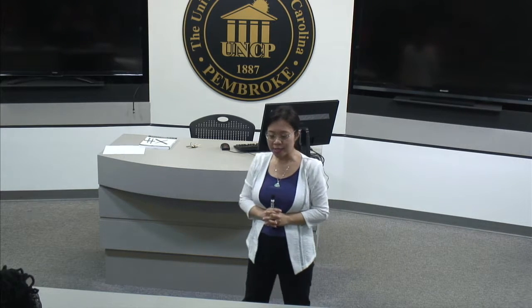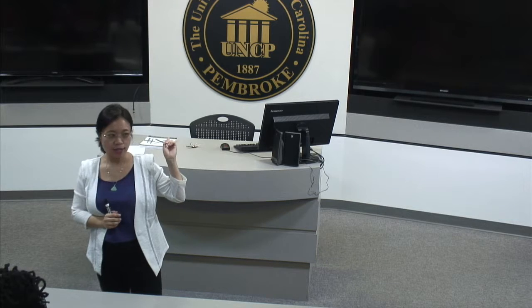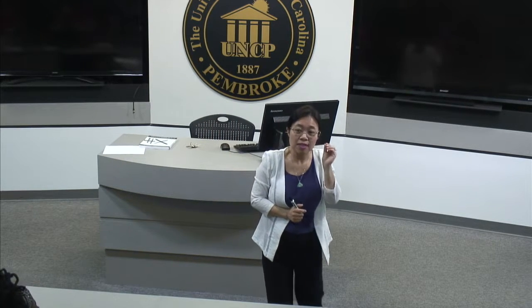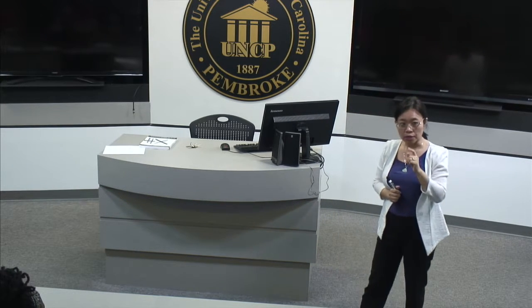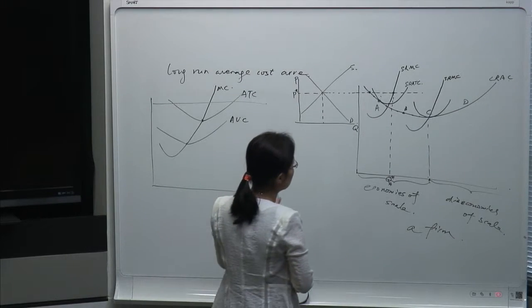So at scale A, they're already maximizing their profit by producing at Q star A, right? At that particular scale, yes, they are maximizing, but is that the maximum they can make? They can do better. How? They increase the scale. So say they increase to scale B.